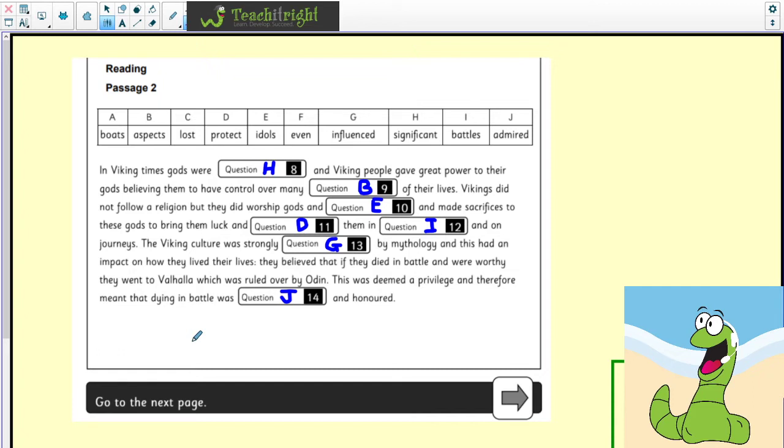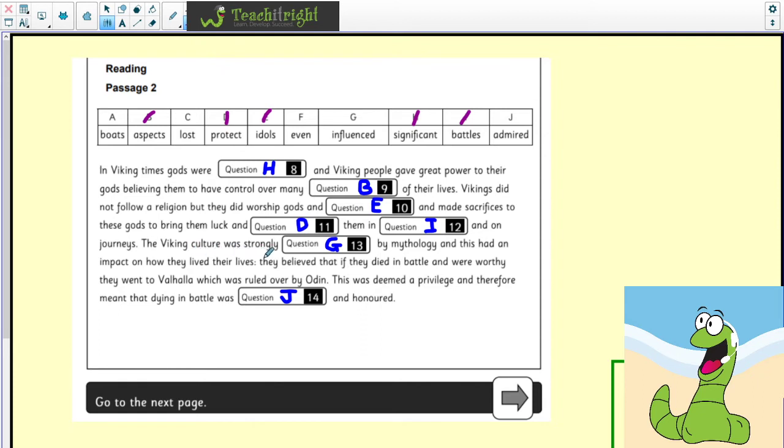In Viking times, gods were something, and Viking people gave great power. So in Viking times, gods were significant. In other words, important. And Viking people gave great power to their gods, believing them to have control over many aspects of their lives. Vikings did not follow a religion, but they did worship gods and something, and the word we're looking for there is idols, and made sacrifices to these gods to bring them luck and protect them in battles and on journeys.